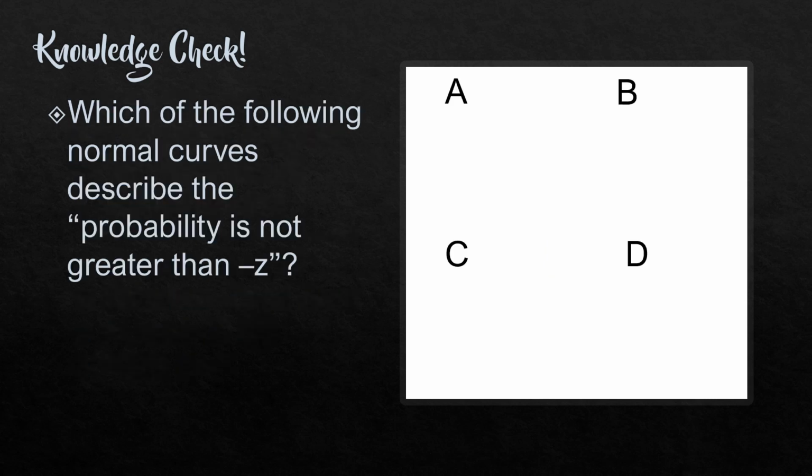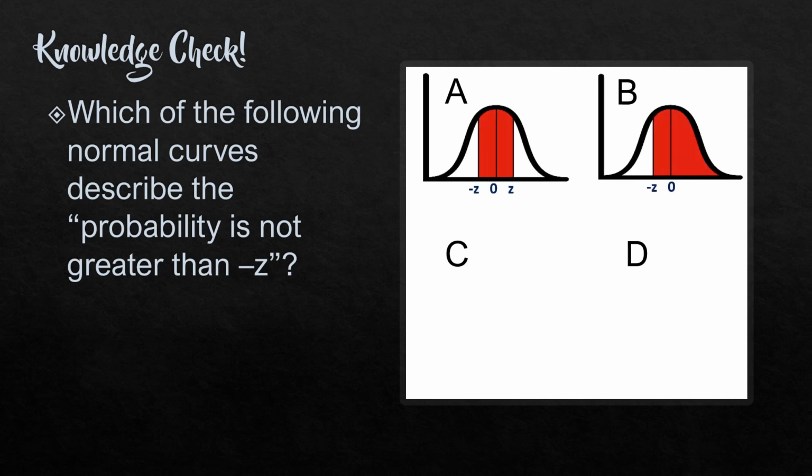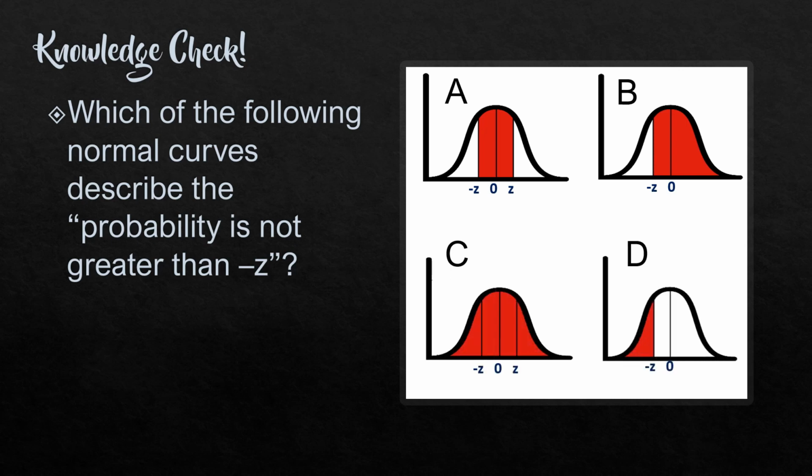Which of the following normal curves describe the probability is not greater than negative z? Is it A, or B, or C, or D? The answer is letter D.